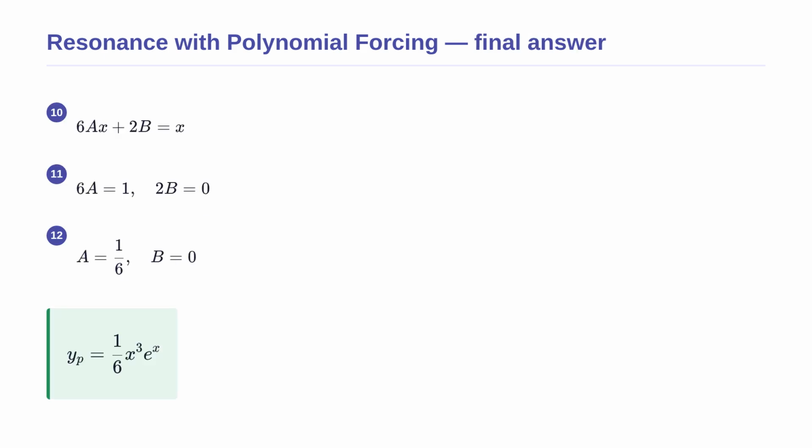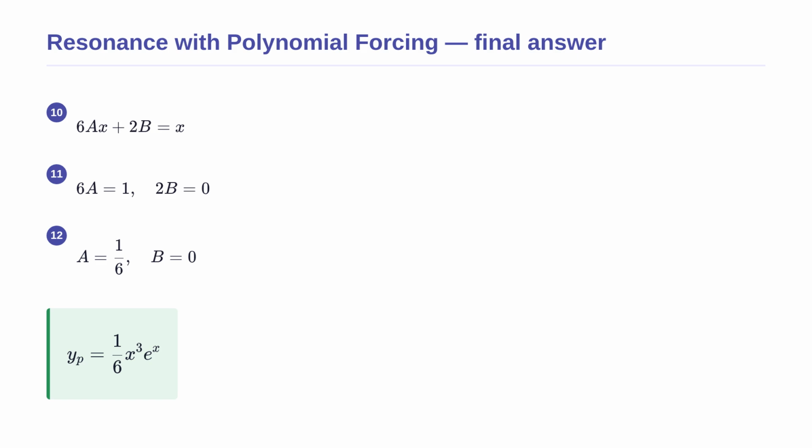Building on that massive cancellation, we can divide both sides by the exponential function, since it is never zero. This leaves us with a simple polynomial equality. 6ax plus 2b equals x. We are now just comparing a straight line on the left to a straight line on the right. By comparing the coefficients, we set up a simple system of equations.